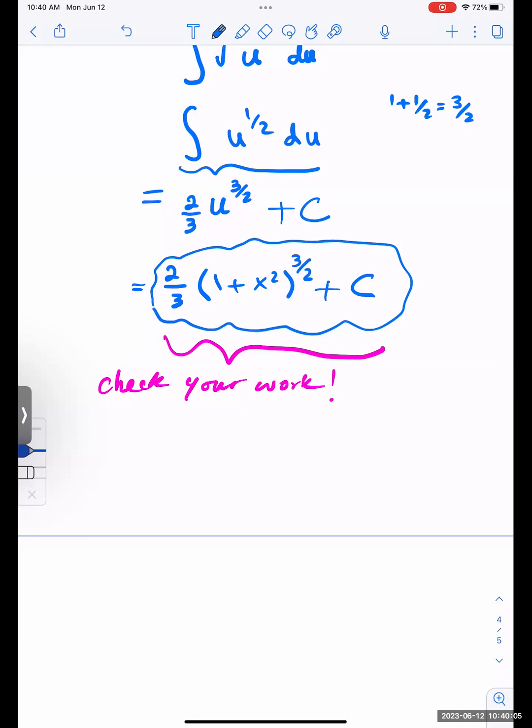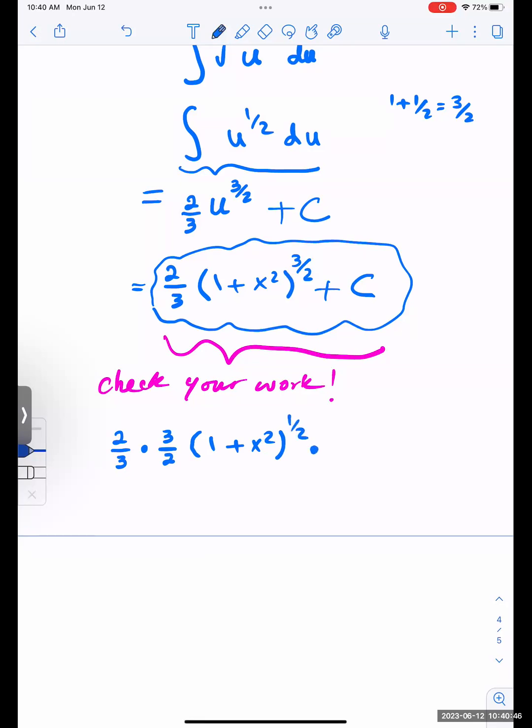So do you know how to find a derivative? You write the constant. What do you do with the power? Do you remember a derivative? You would bring the power to the front. So that would be 2/3 times 3/2 times 1 plus x squared. And you subtract 1 from the power. Once you brought the power down, you subtract 1 from the power. 3/2 minus 1 is 1/2.